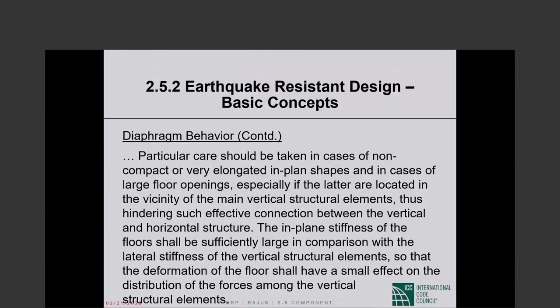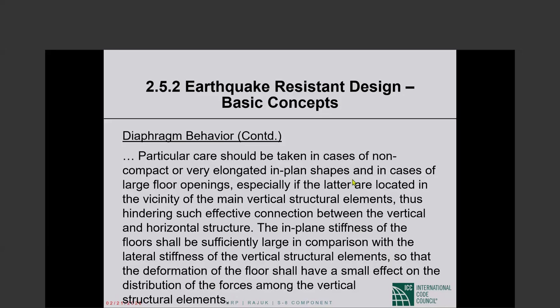Particular care should be taken in cases of non-compact, that means one side is very large compared to the other. In cases of non-compact or very elongated in-plan shapes, and in cases of large floor openings, especially if the latter are located in the vicinity of the main vertical structural elements, thus hindering such effective connection between the vertical and horizontal structure. The in-plane stiffness of the floors shall be sufficiently large in comparison with the lateral stiffness of the vertical structural elements, so that the deformation of the floor shall have a small effect on the distribution of the forces among the vertical structural elements.